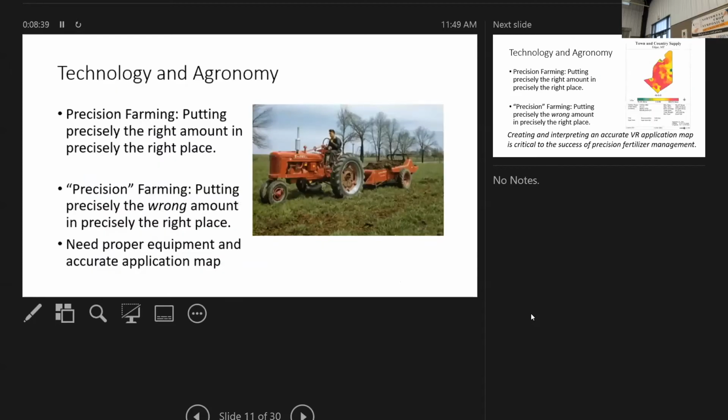All right, so one point I really want to emphasize here is the importance of generating good information to base your variable rate application on. Precision farming, we like to define it as putting the right amount of whatever input it is, the precise amount, in precisely the right place, right? I think we're getting pretty good at putting things in the right place with the GPS technology. But do we know how to figure out what the right amount is for each of those locations in the field? I think that's where the challenge is. Am I right? We're getting better at it, but there are some challenges. So we don't want to be putting precisely the wrong amount of input in precisely the right place, right?